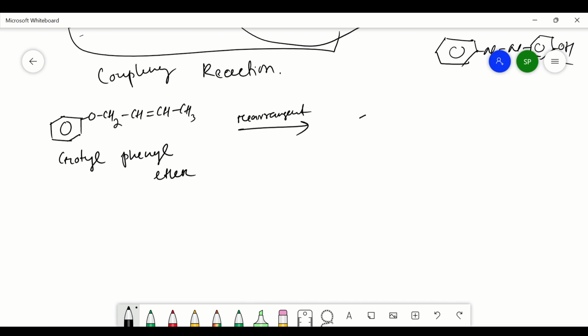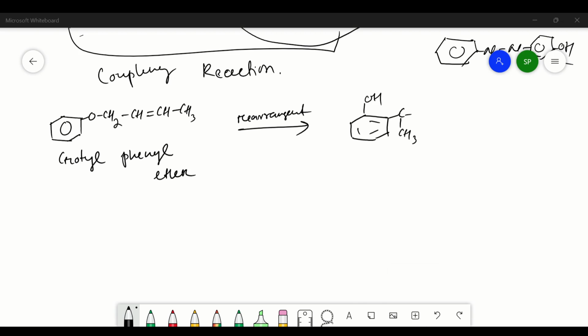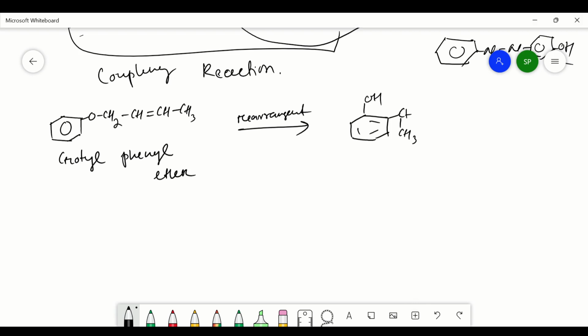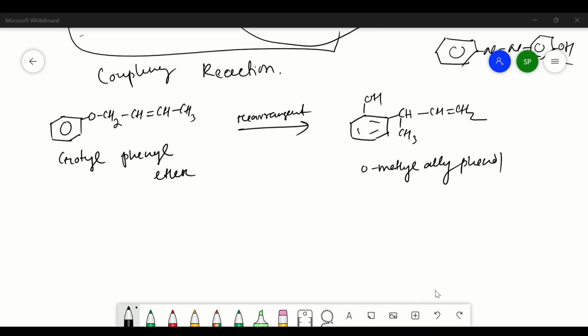to produce phenol with an allylic compound at the ortho position. This is known as ortho methyl allyl phenol. Ortho methyl allyl phenol. Okay. So this reaction takes place by the help of heat.